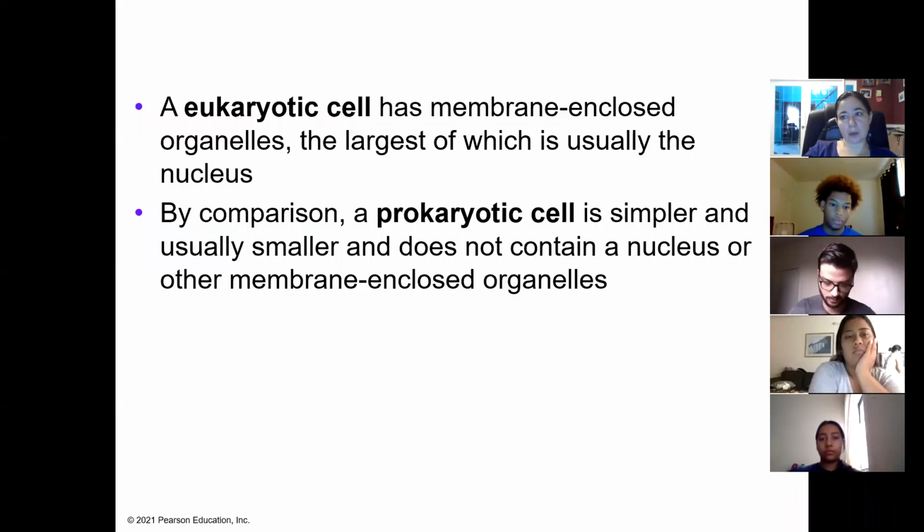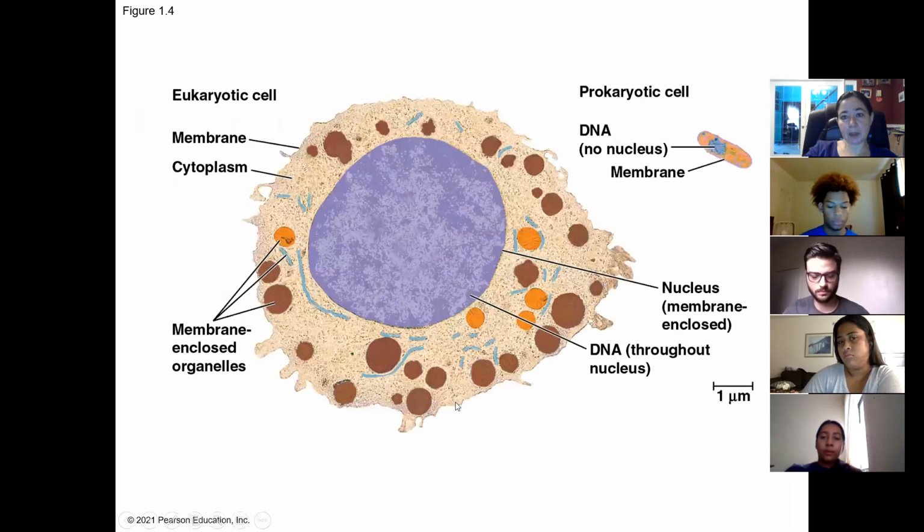Nucleus is the part of the cell where genetic material is stored, right? So eukaryotic means it has a nucleus and the organelles within the cell also have membranes. Prokaryotic cells are much smaller and more simple in organization, don't have a nucleus, and have a limited amount of organelles. So this is a eukaryotic cell, and this is the plasma membrane. This is a large nucleus.